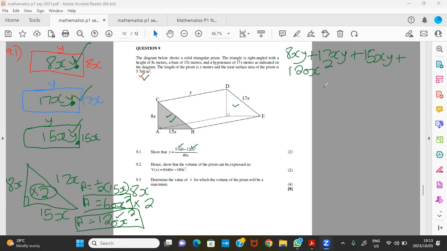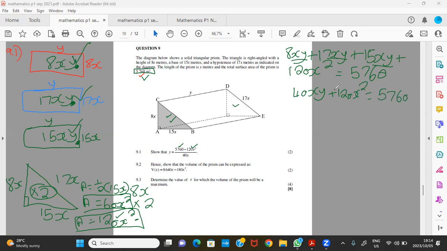What is this? It's going to be 5,760 as was given. So 5,760, that's my total surface area. So if I say 8 plus 17 plus 15, because they have like terms, I can add them together, right? So that's going to be what? I think it's going to be 40. Yeah, 40. So 40xy plus 120x squared is equal to 5,760.